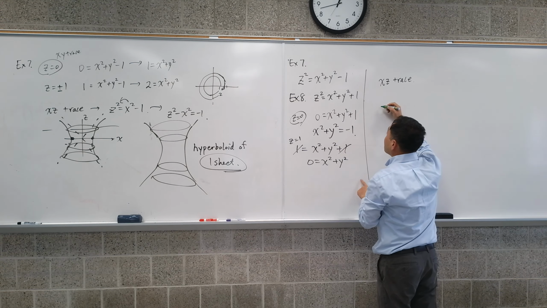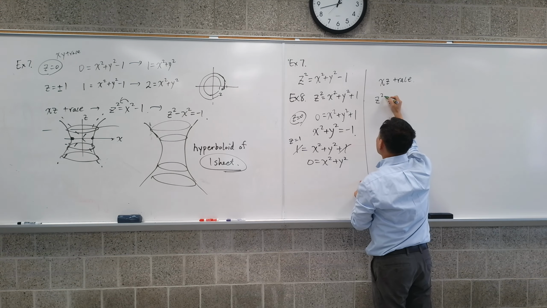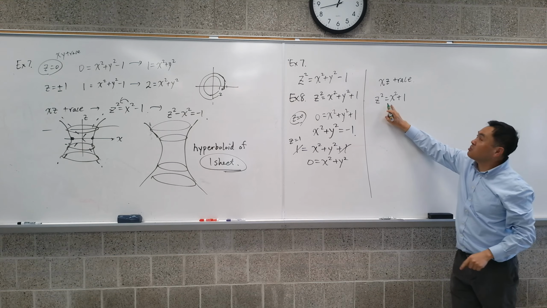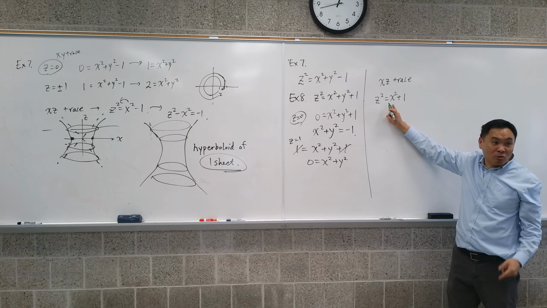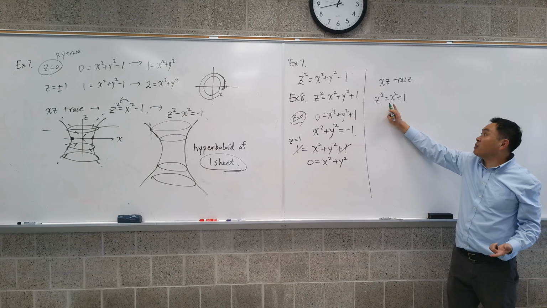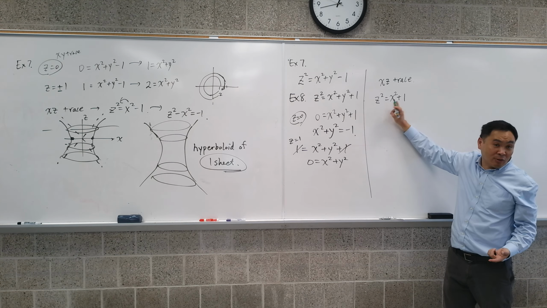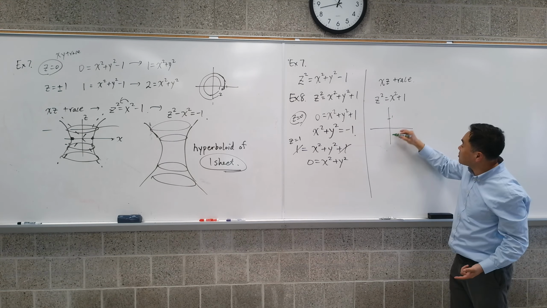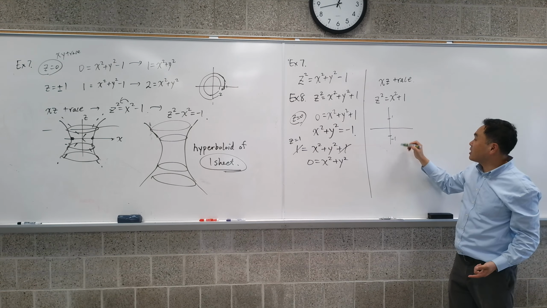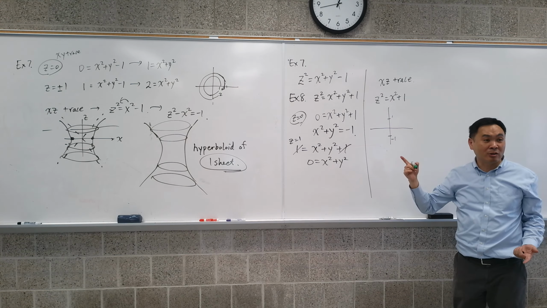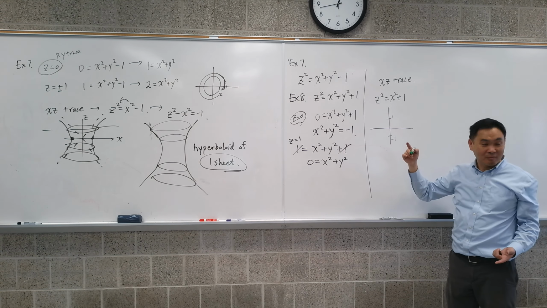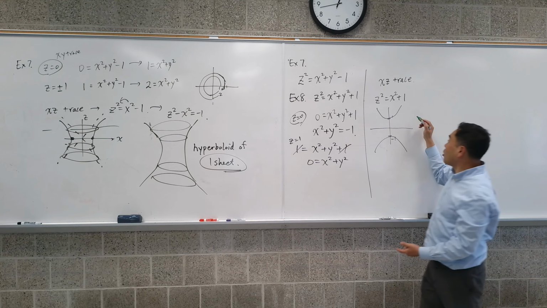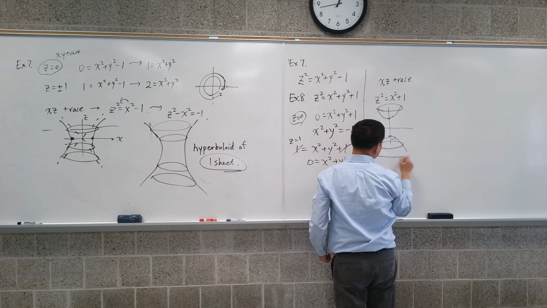Now, one enlightening thing is if you look at the xz trace of this object, you get z squared equals x squared plus 1. And this time, if you try to get the x-intercept, you don't get anything. However, if you plug in x equals 0, you get two values of z: z equals plus or minus 1. So here's 1, here's negative 1. And we know that this is a hyperbola. So what kind of hyperbola is it? Can you draw it? Like that, right? And then all the cross sections are circles.